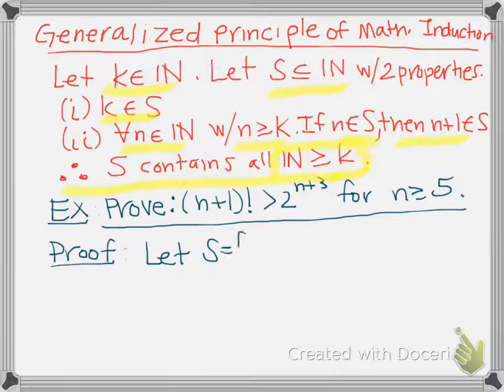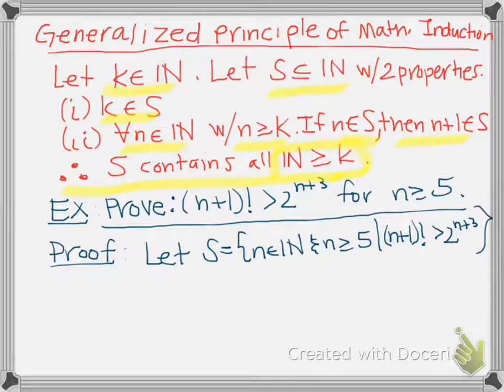But this is what was in your book, so I wanted to do an example using it in this format. So let S be the set, n belongs to the naturals, and n is greater than or equal to 5, such that, I hope this can all fit on this line, n plus 1 factorial is greater than 2 to the n plus 3.